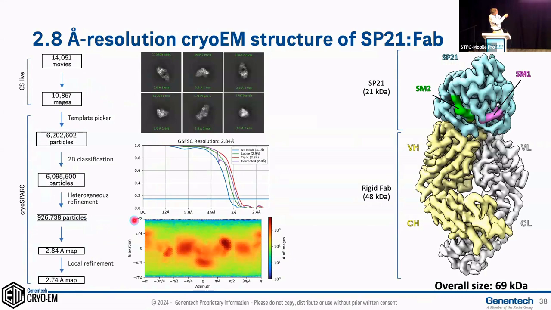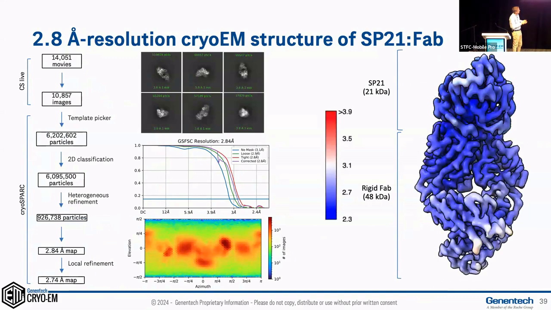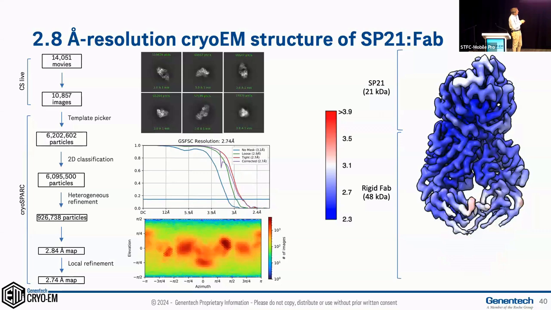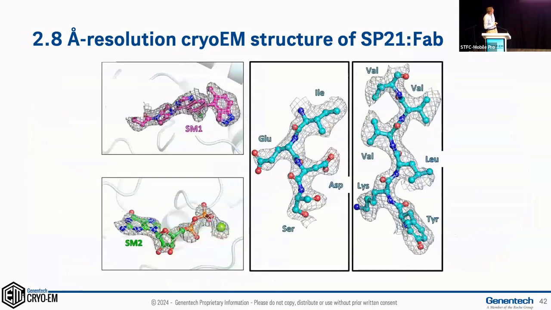This protein, 21 kilodaltons, also happens to have two small molecule ligands bound to it, which were well resolved. This is the local resolution map of the global refinement. And then this is with local refinement over just the variable domain of the Fab plus the target. But either map is pretty good. These are the sorts of details that you can resolve in these maps.